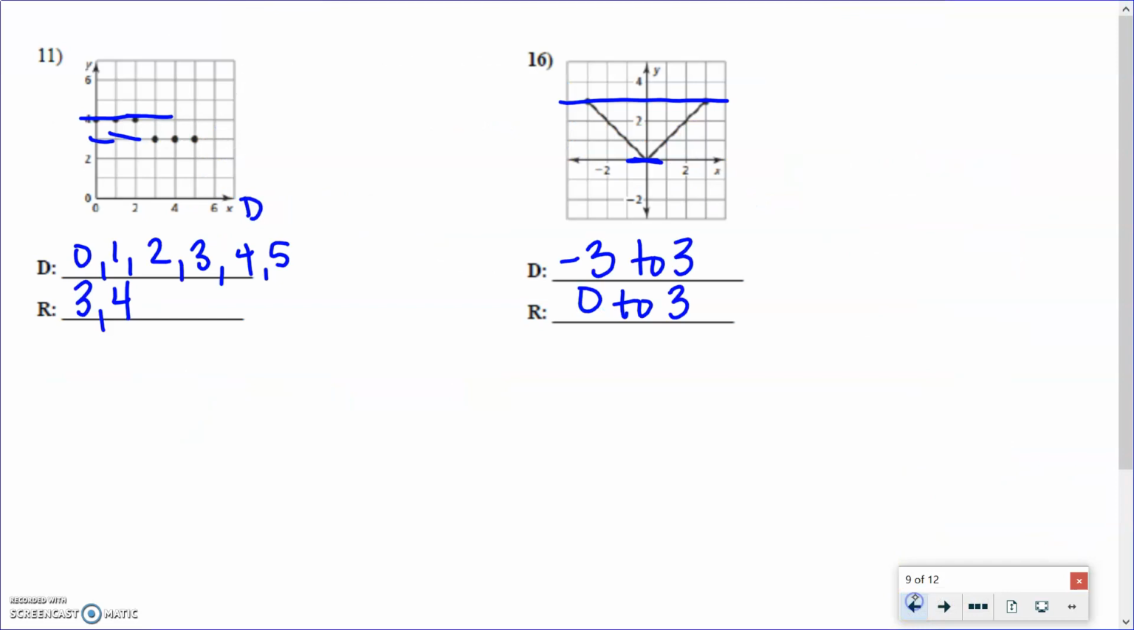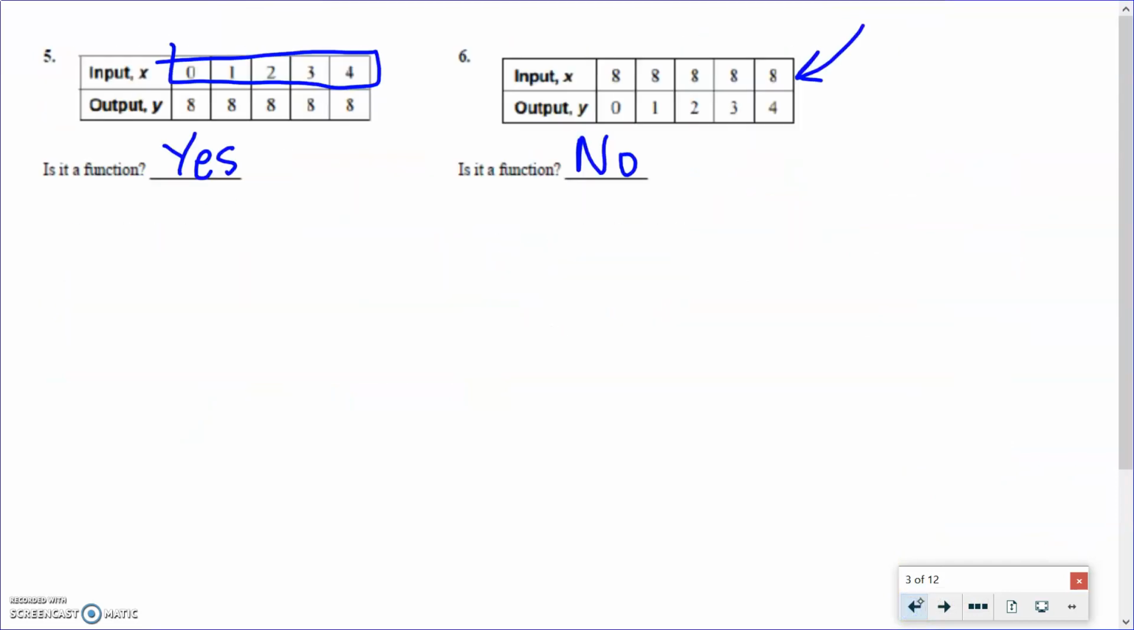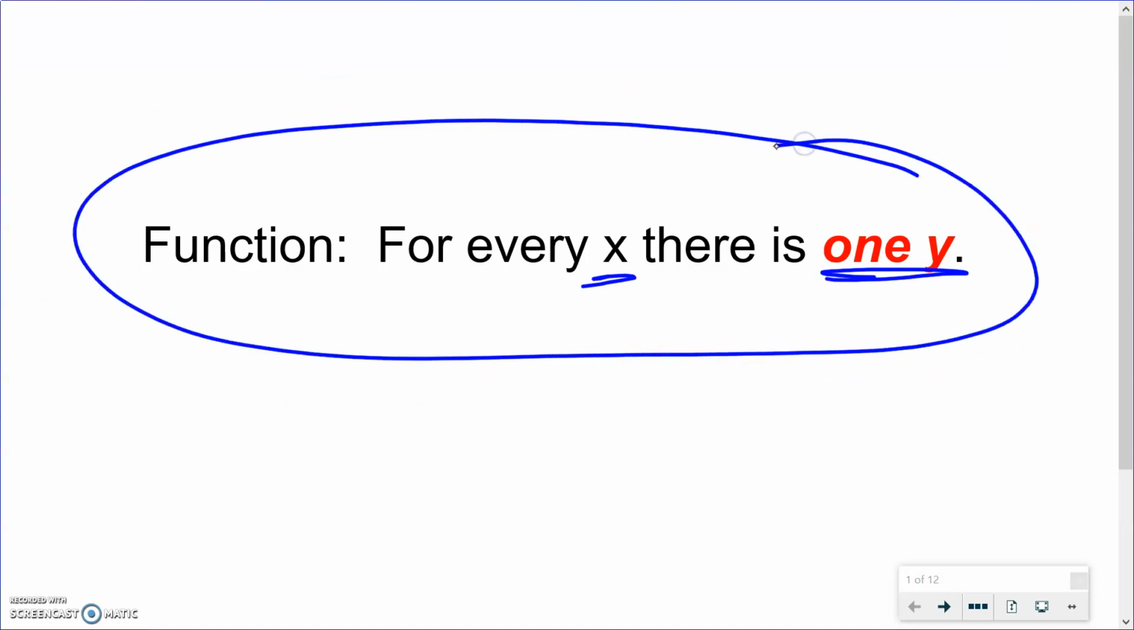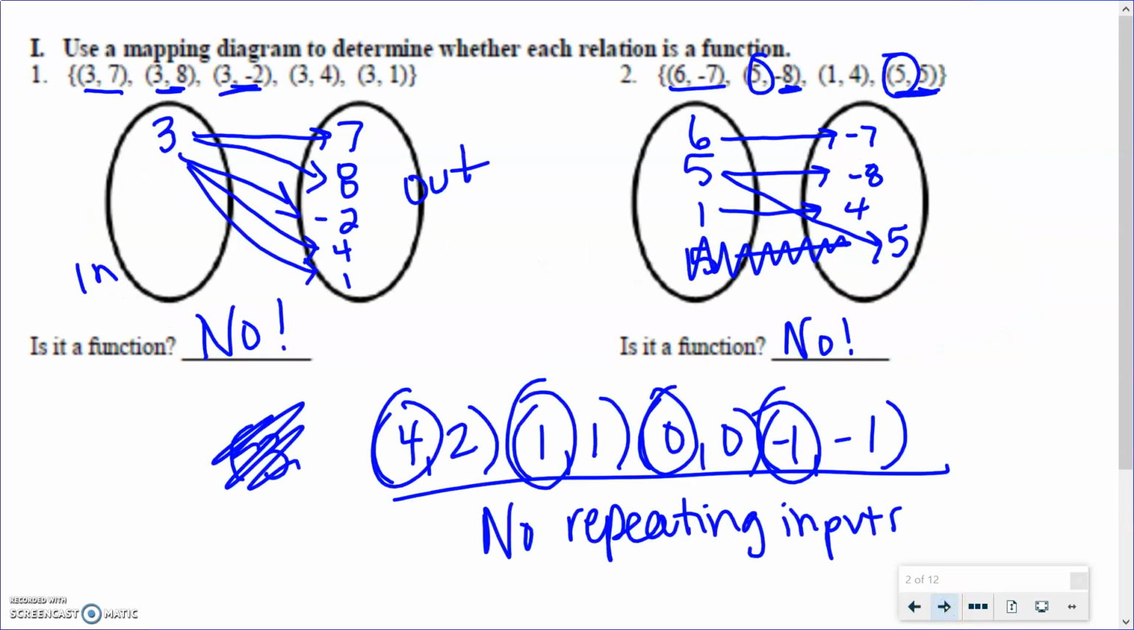I'm going to go back and review really quickly. If we're looking at a function, regardless of the form, there's going to be 1 output for every input. So for every x, there is only 1 output. And we test that a number of different ways. We can use a mapping diagram. And remember, with the mapping diagram, we only want 1 arrow coming away from the input.